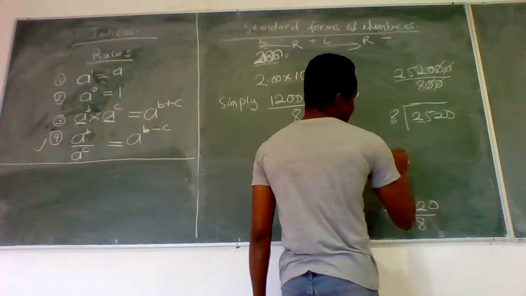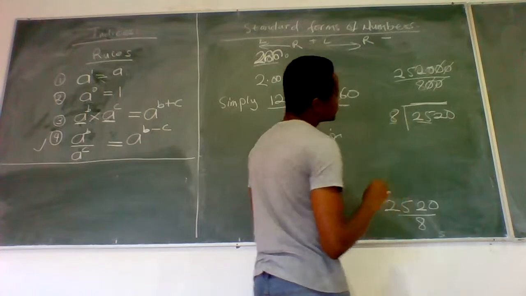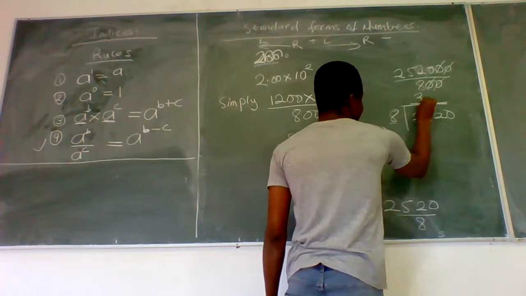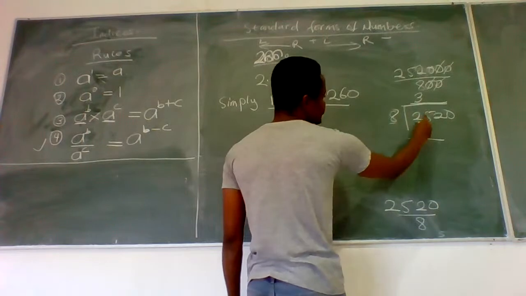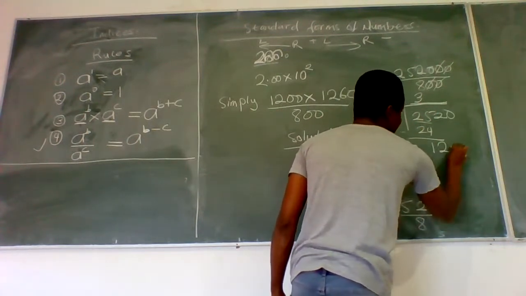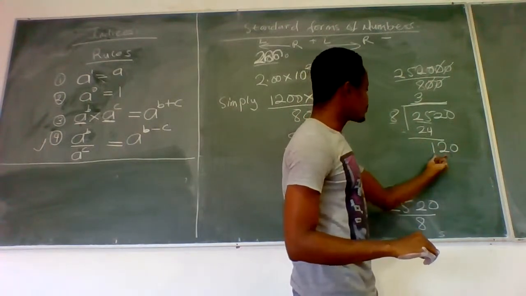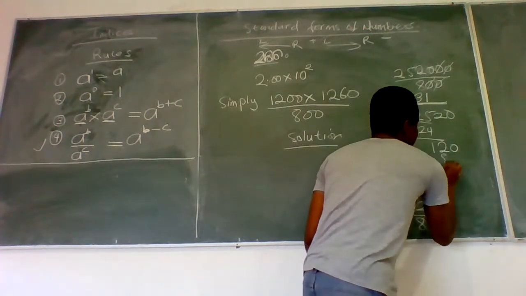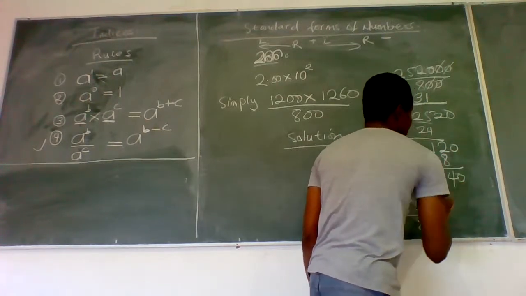8 goes into 25 how many times? 8 times 3 is 24. So we have 3. 25 minus 24 will give you 1. Then we shift down the rest of the numbers. So now 8 goes into 12 how many times? 1. 8 times 1 is 8. The number is 4. Then bring down 2, 0, 8.